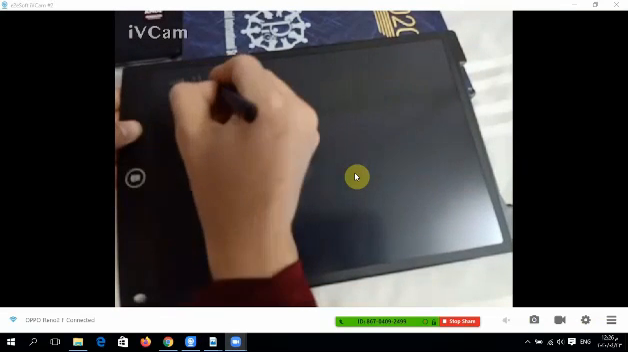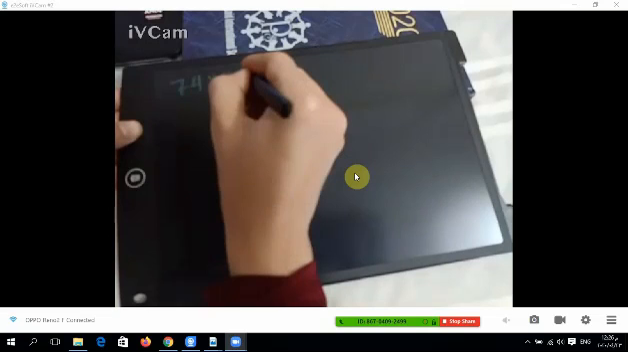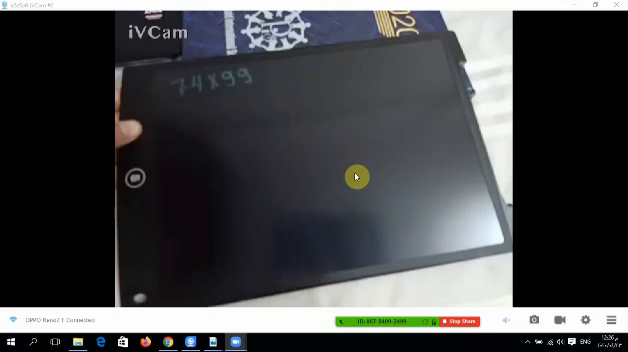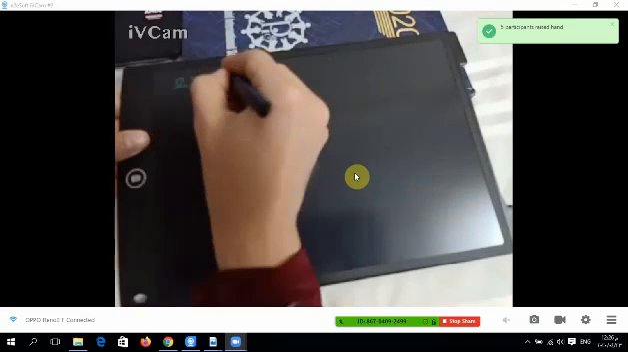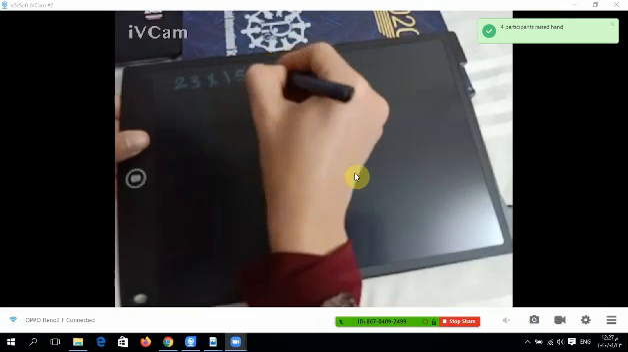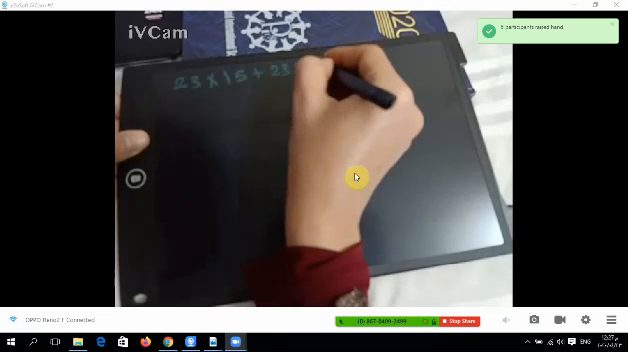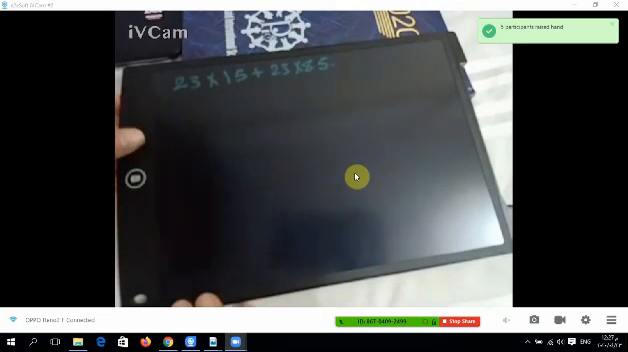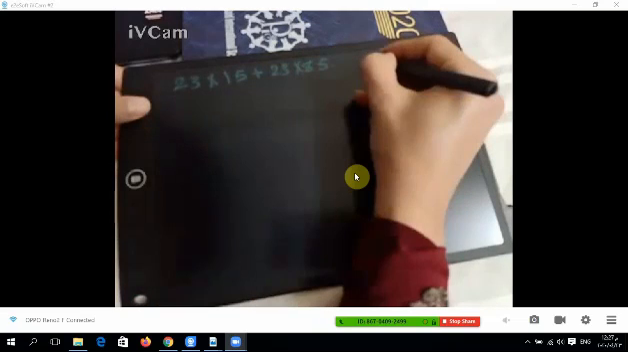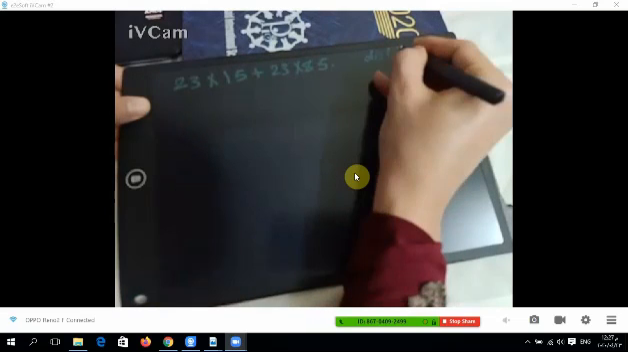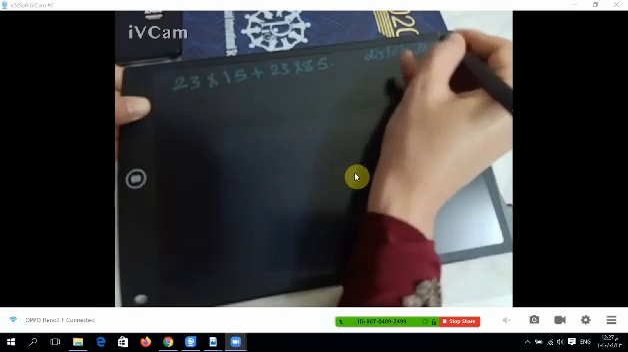74 times 99. How can I solve this question? Or before I take this one, I will say to you one more. If I have 23 times 15 plus 23 times 85. And the question is, use the distributive property to find. So I need to use the distributive property to solve this question.